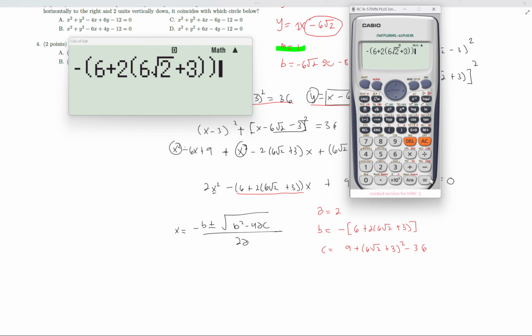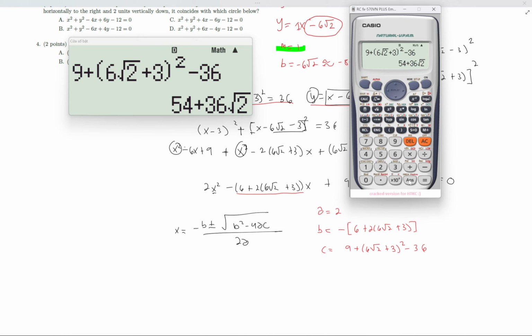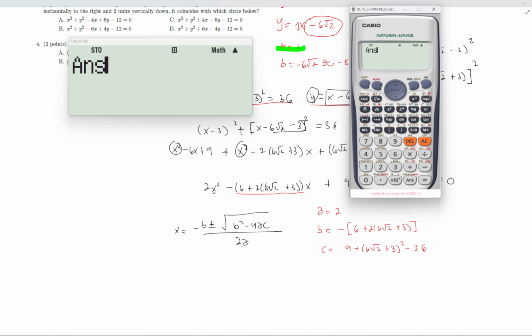Okay, that's it. And then let's store this at shift store and then letter B. And then for the last value we have here 9 plus 6 square root of 2 plus 3 squared minus 36. And we have that answer right there. So now let's store that in the variable C.